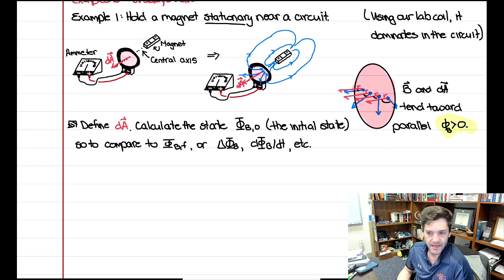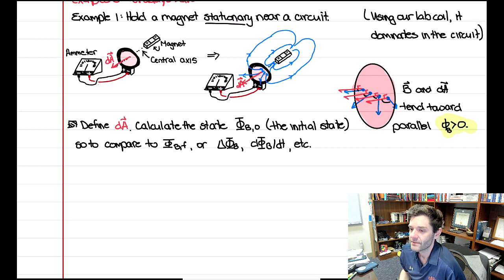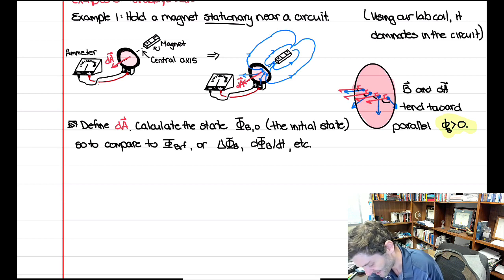So by defining dA, we've decided which direction is the positive direction. And you get to pick. I'm not saying there's a right answer. I'm saying that you can purposely have it so that the flux is negative if you wanted to. Again, I say working with positive numbers is much easier.